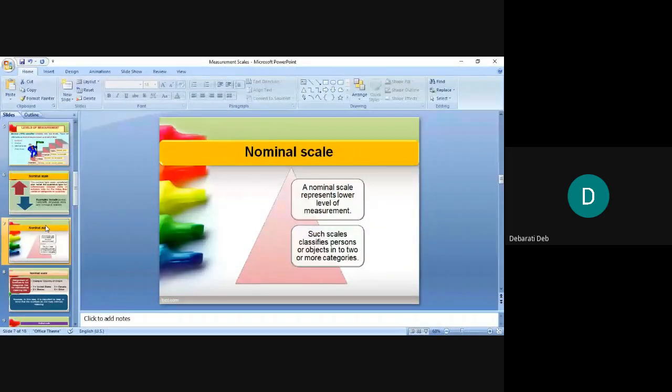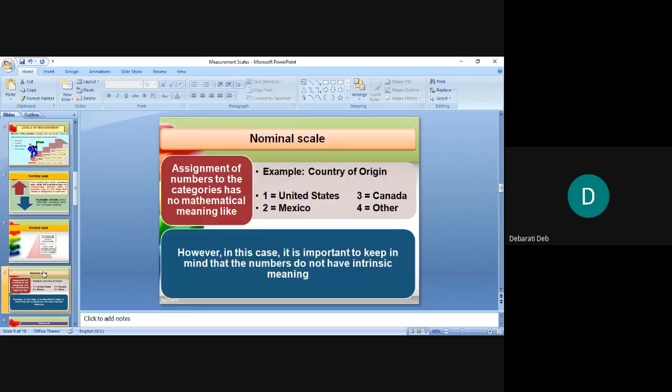A nominal scale represents a lower level of measurement. Such scales classify persons or objects into two or more categories. Do you understand? Do you understand the meaning of nominal scale?